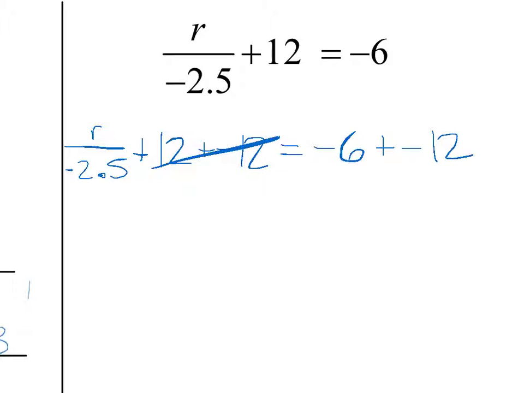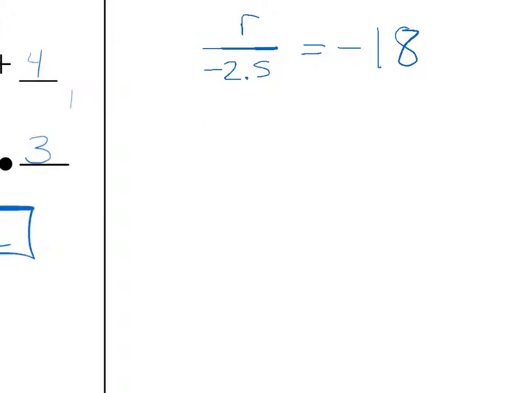Negative 6. Oh, wait. Negative 18. So I've got like signs add. Gives me negative 18. Put it over 1. So now I'm looking over here. I have r divided by negative 2.5 is equal to negative 18. Next step?